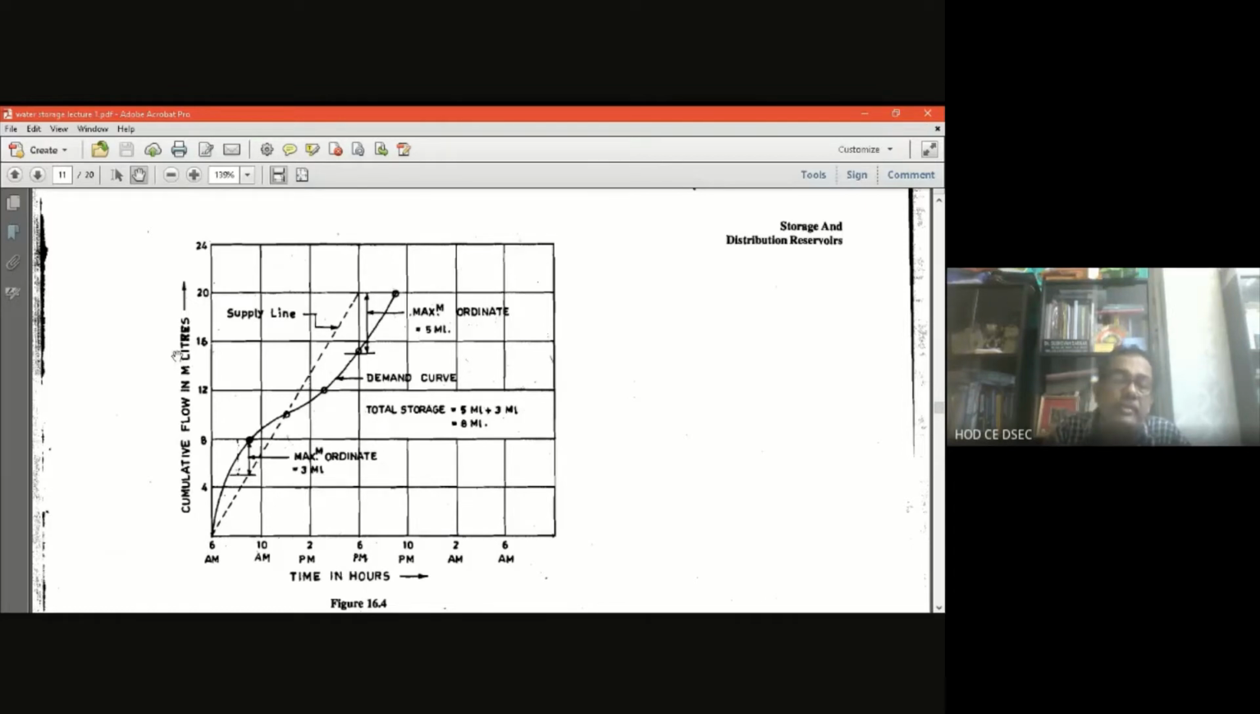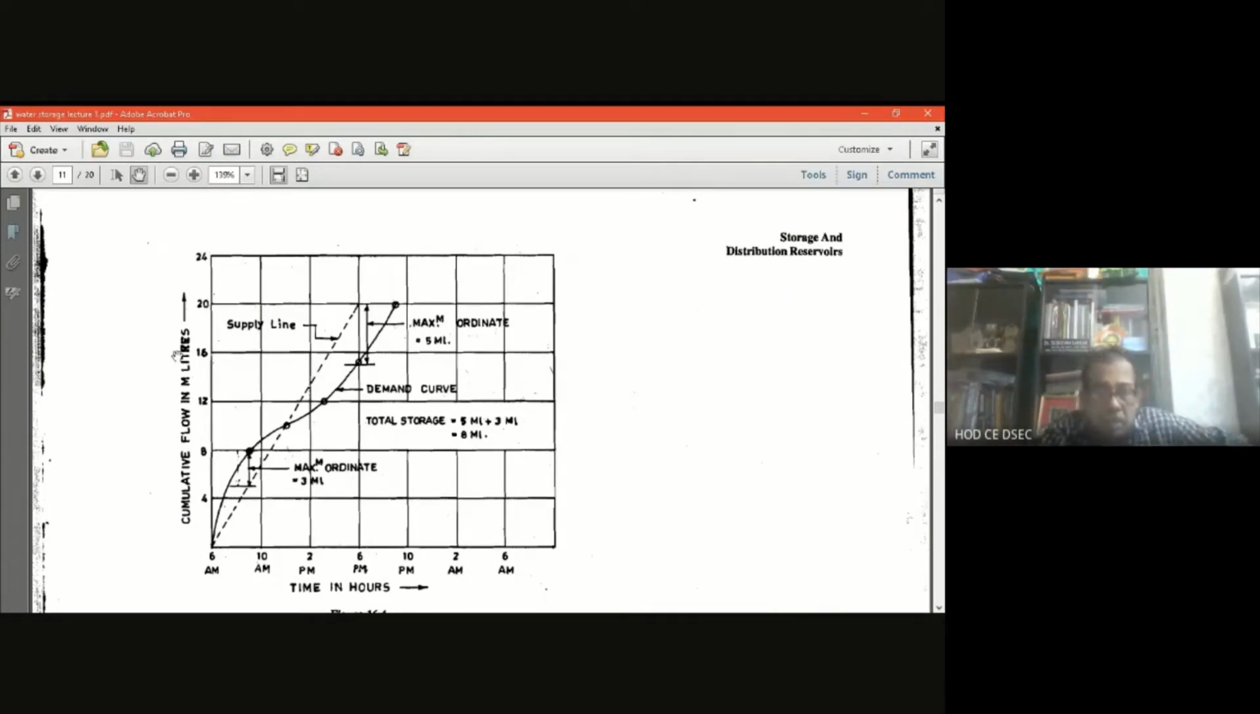Two ordinates, the maximum ordinate at the bottom position and the maximum ordinate at the top portion, have been highlighted. In the bottom portion, where demand is more than supply, that maximum ordinate has been found out. In the top portion, where the supply is more than the demand, that maximum ordinate has been found out. Summation of these ordinates will give the total storage. That is the concept of the mass curve.